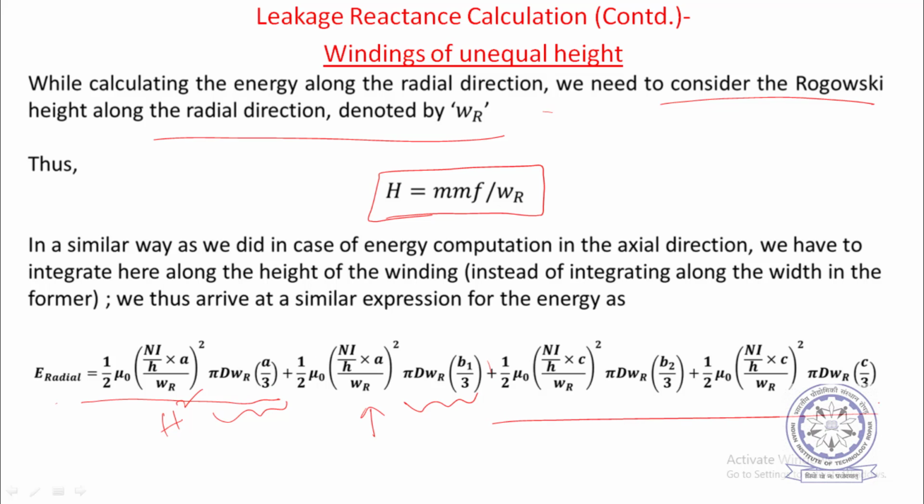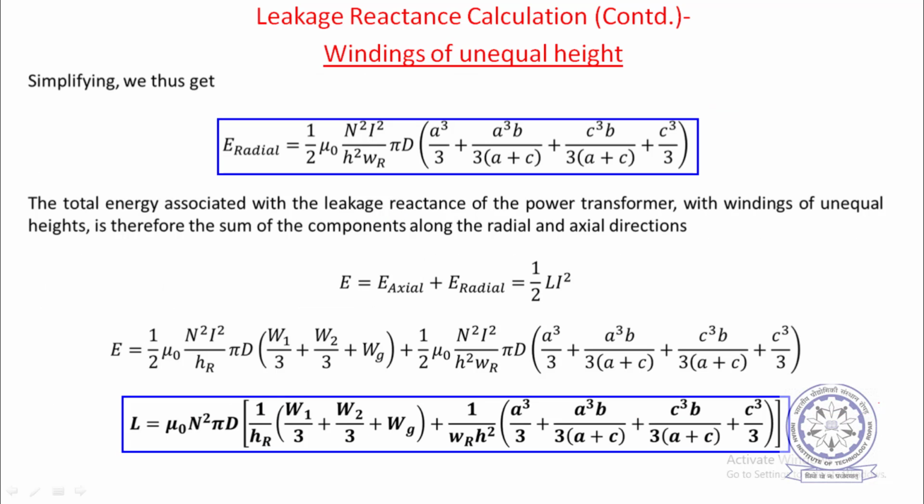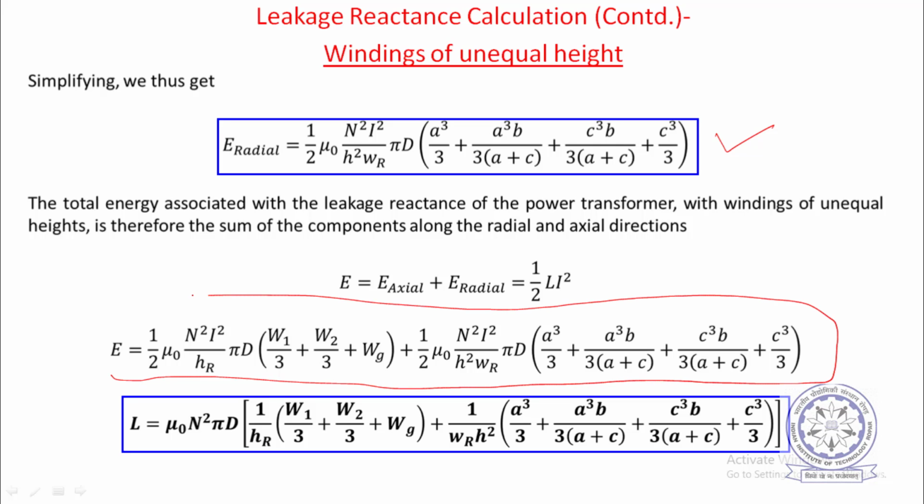Once we obtain the radial energies, similarly the axial energies we can also obtain in exactly the same fashion, where W1 by 3 plus W2 by 3 plus Wg will be there. If you simplify the radial component, it will become like this. So the total energy will become like this in the unequal case of windings, with unequal height of windings.